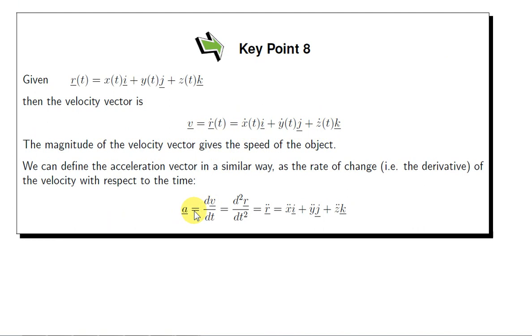Now the acceleration vector can be got in a similar way if we do what we did previously, but instead of r, use vector v and do exactly the same. And we would see that the acceleration is got by differentiating each of these components. So we get x double dot here, y double dot here, and z double dot.